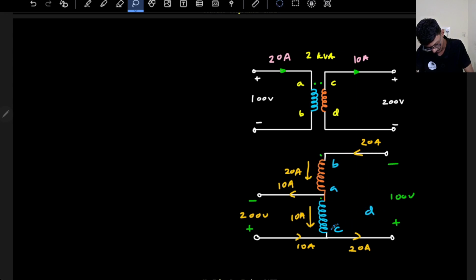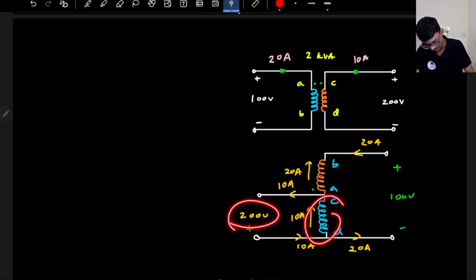Okay, and this will come here. So this direction again will flip and this direction also again will flip. Okay, and this dot will come here, this dot will come here. So this will be plus minus 100, this will be plus minus 200. So overall this will be plus minus 100 on this side. Okay, and this will be plus minus 200 on this side.